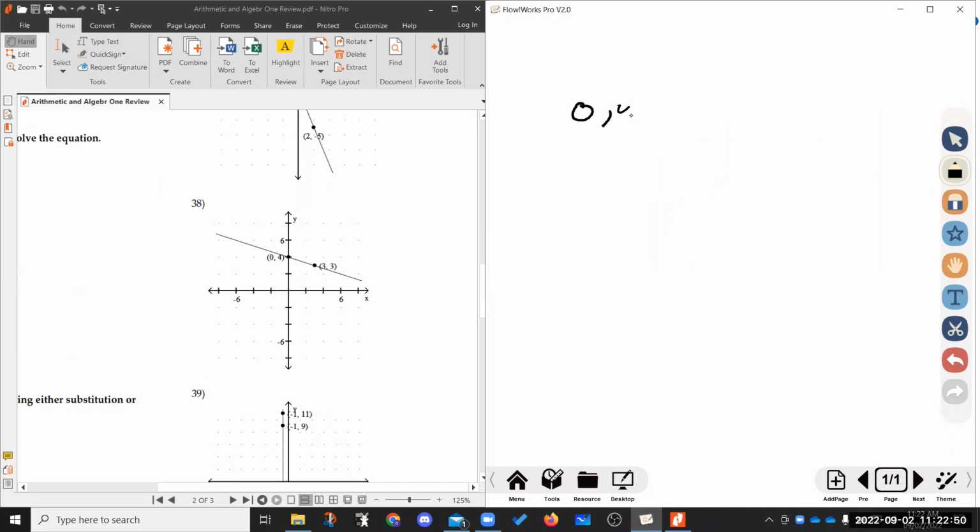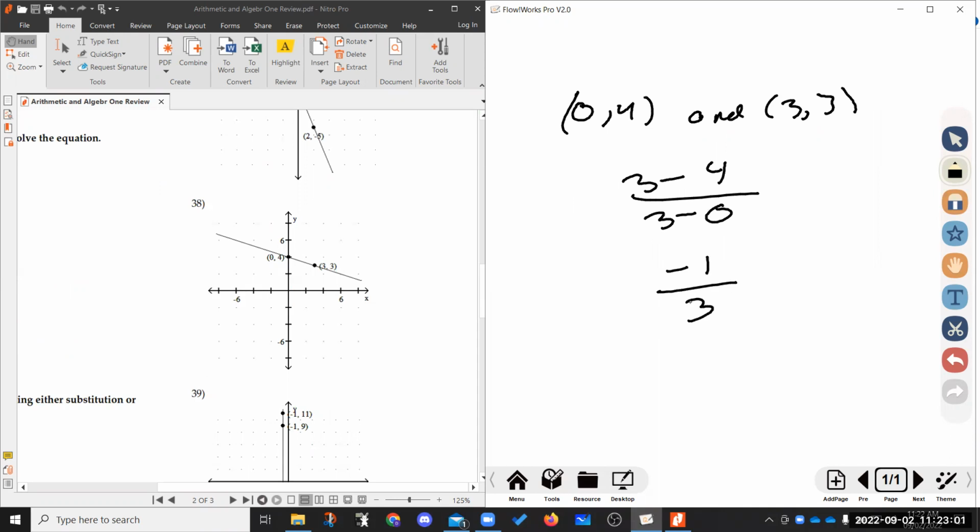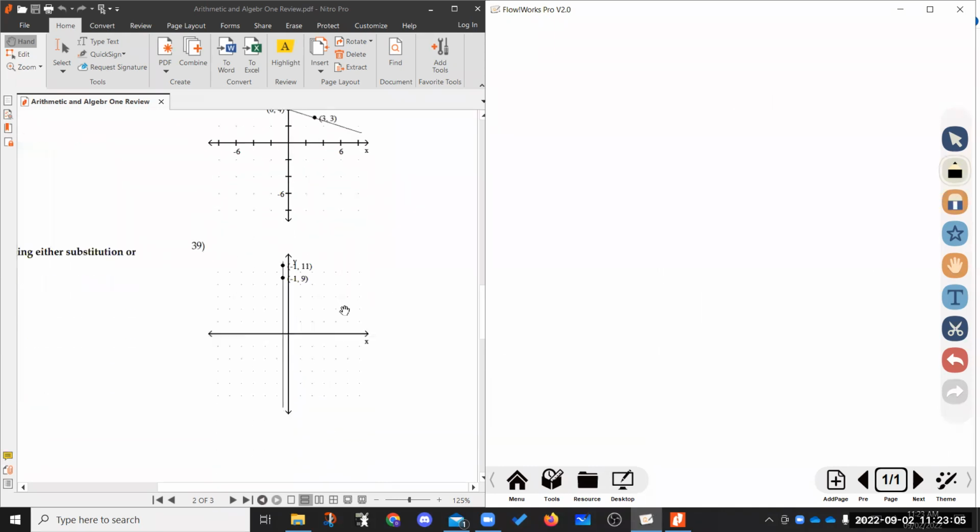Again, 2 points determine the line, but they also determine the slope of the line. We have 0, 4, and 3, 3. y2 minus y1 over x2 minus x1 is going to be -1 over 3. Now we have a vertical line here where the x coordinates are the same. The slope of that vertical line is going to be undefined because vertical lines have undefined slope.